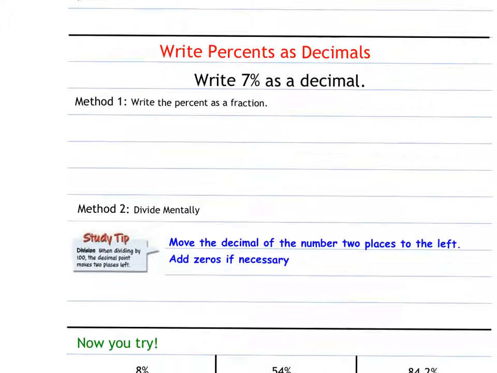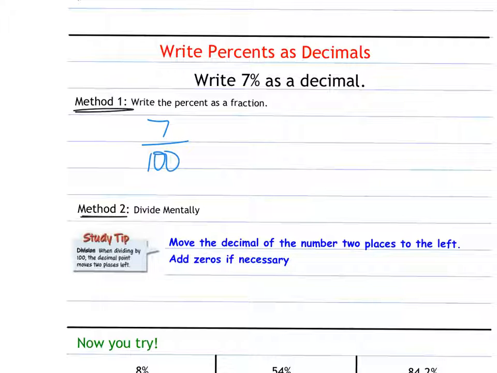Okay, so if we have 7% here and we want to write this number as a decimal, there's 2 methods that we should be recording in our notebook. The first one is to start with writing the percent as a fraction, and then from there figure out how that fraction is written as a decimal. So if we have 7%, we know from the video with percents and fractions that percents are always out of 100. So 7% would be 7 over 100.